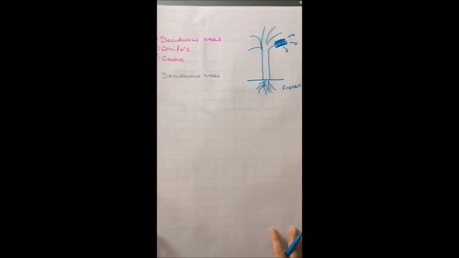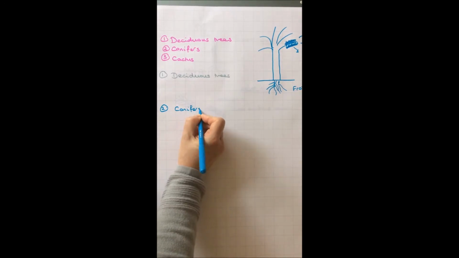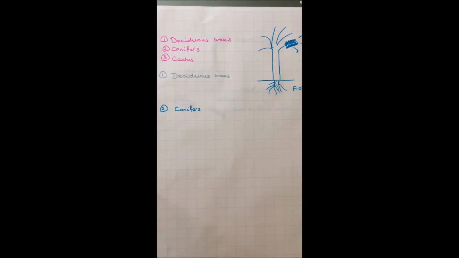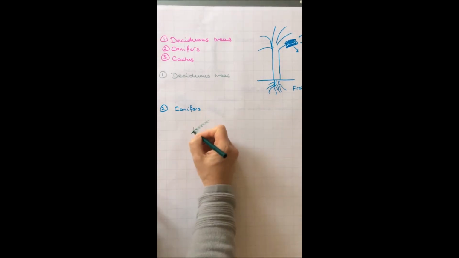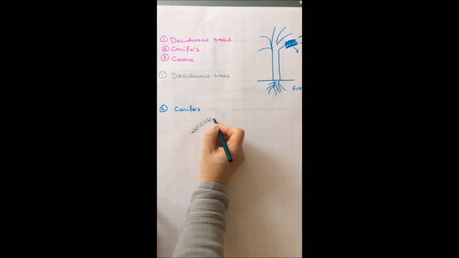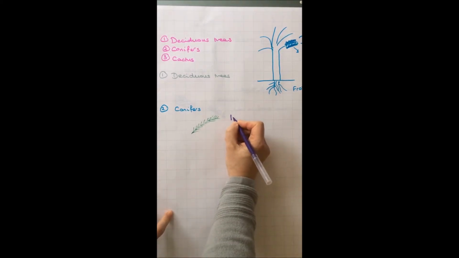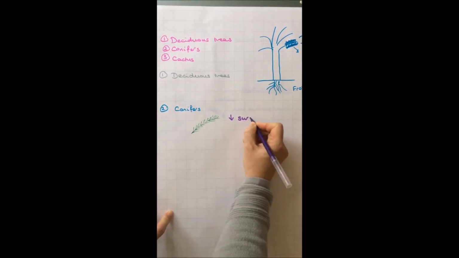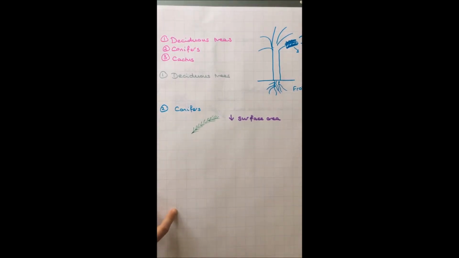Right, the second type then are conifers. Conifers are trees like your typical Christmas tree, and rather than having leaves, they actually have needles on their stems, a bit like this. The needles are the equivalent of the tree's leaves. By having needles, the leaves now all of a sudden have a lower surface area, so there is less surface for water to be lost by transpiration.